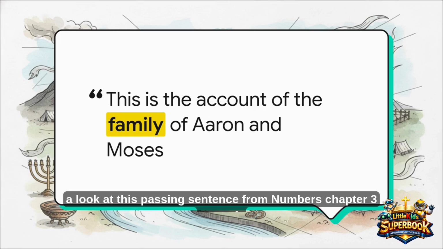Take a look at this passing sentence from Numbers chapter 3, verse 1. "This is the account of the family of Aaron and Moses." Now, why on earth does this simple sentence matter?